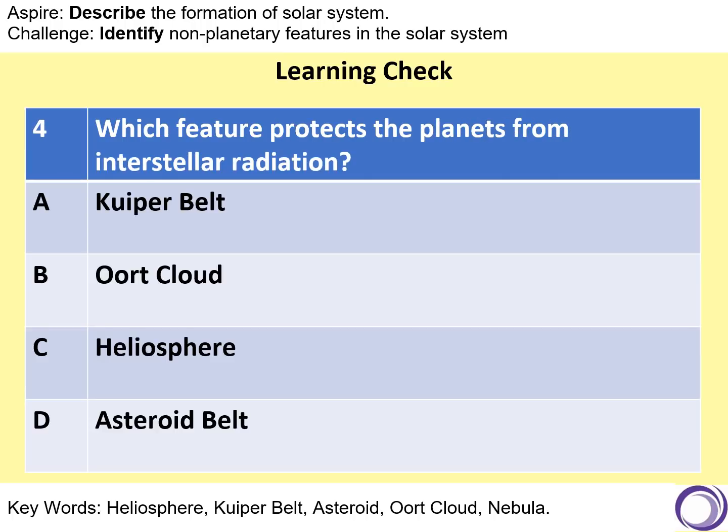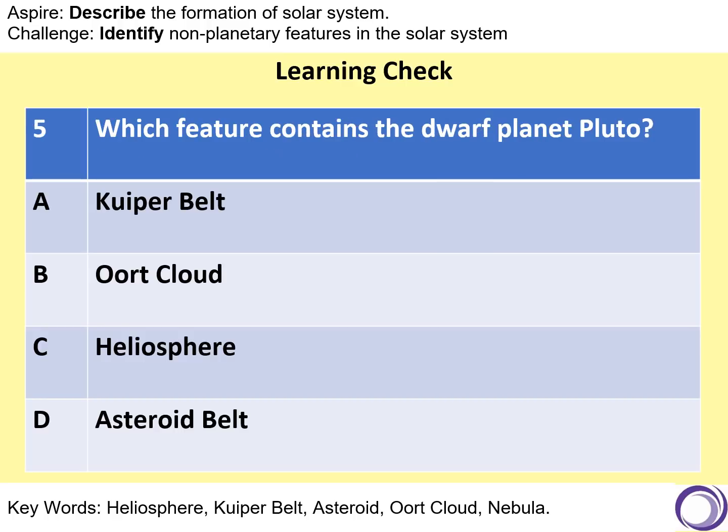Question 4. Which feature protects the planets from interstellar radiation? A. Kuiper belt, B. Oort cloud, C. Heliosphere, or D. Asteroid belt? Question 5. Which feature contains the dwarf planet Pluto? A. Kuiper belt, B. Oort cloud, C. Heliosphere, and D. Asteroid belt?